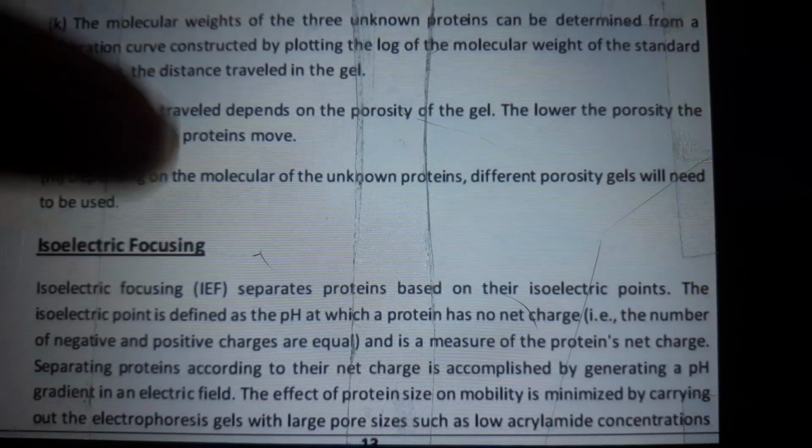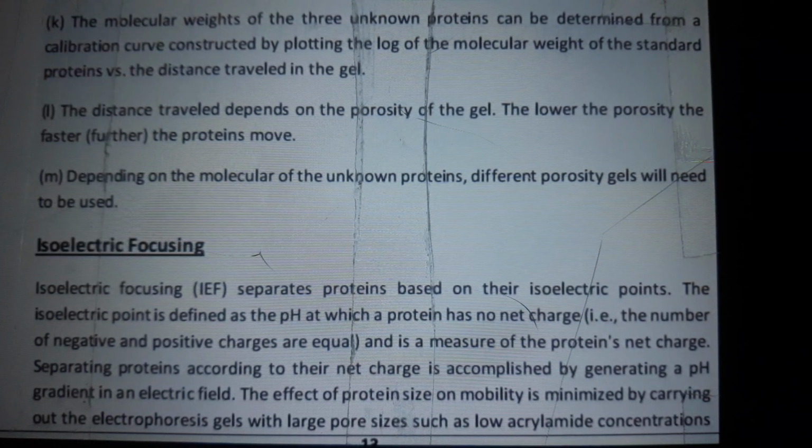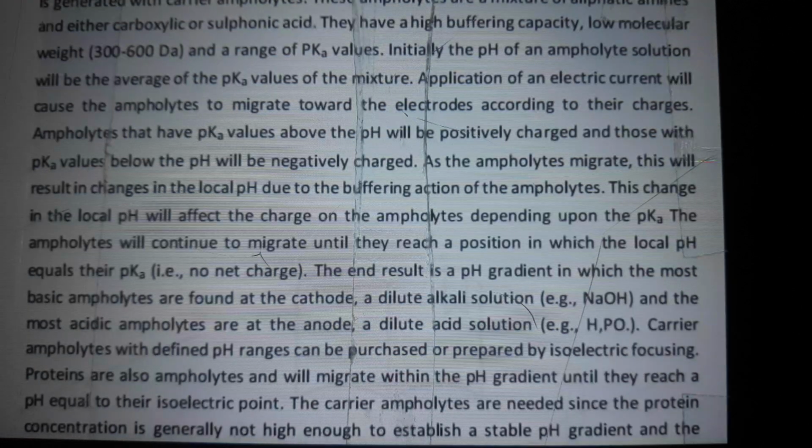The effect of protein size on mobility is minimized by carrying out the electrophoresis in gels with large pore sizes, such as low acrylamide concentrations. Example: 3.5% agarose. This large pore size minimizes the molecular sieving. A pH gradient is generated with carrier ampholytes. These ampholytes are a mixture of aliphatic amines and either carboxylic or sulfonic acid.